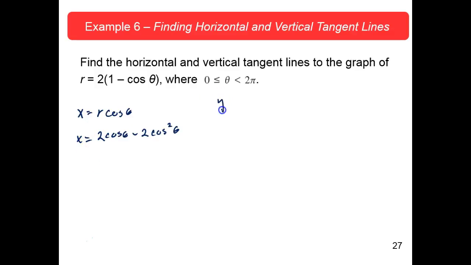And y is equal to, help me, r sine theta, and that would be equal to 2 sine theta minus 2 sine theta cosine theta. Okay? What we want to know for horizontal tangent lines is dy/d theta to be equal to 0. And what is dy/d theta then?